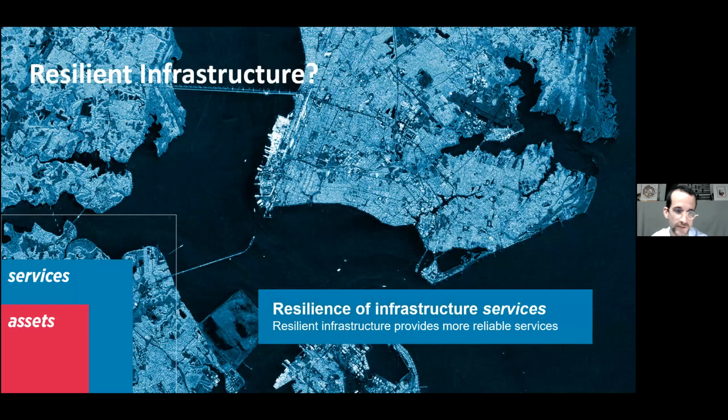But there is also a definition of resilient infrastructure at the system level, with this idea that we don't care so much if one asset is damaged or cannot function, provided that the system can keep providing what it's supposed to provide. So at that level, the definition of resilient infrastructure is about reliability and the ability of the system to provide an output even when there is an extreme event or a disaster.